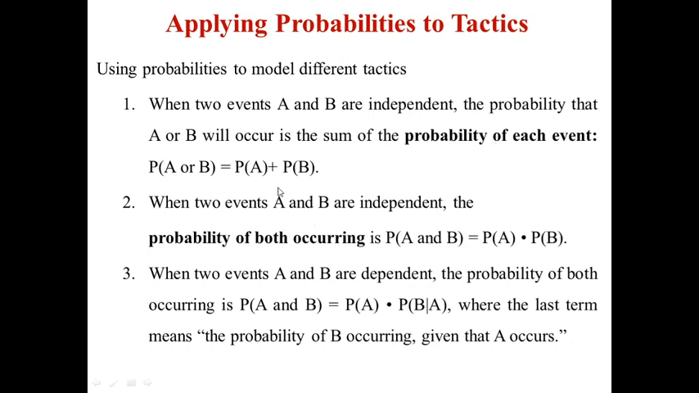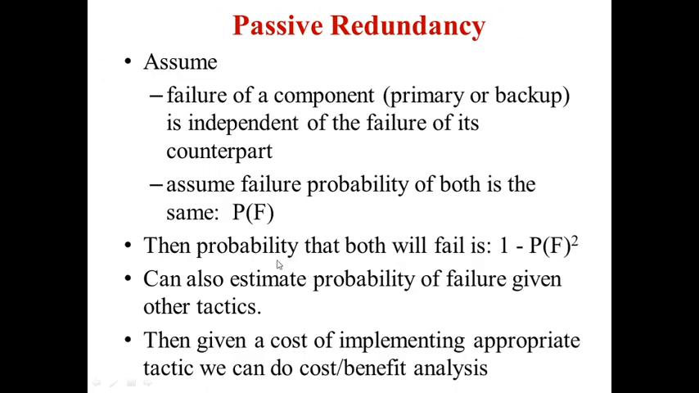Either P of A or P of B is the sum of both the events. If they are occurring at the same time, both have to be multiplied, P of A dot P of B. And if they are dependent, the probability of both occurring is P of A dot P of B given A. So this is the probability of both occurring and also being dependent.